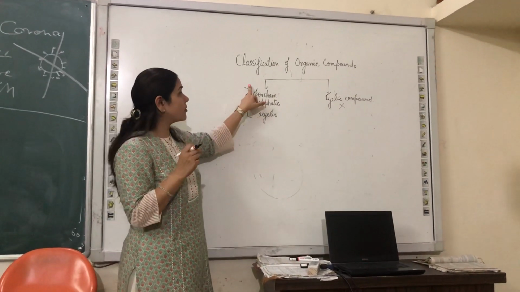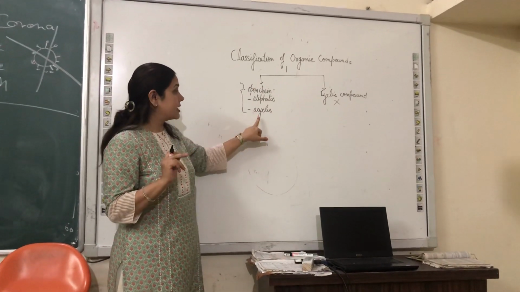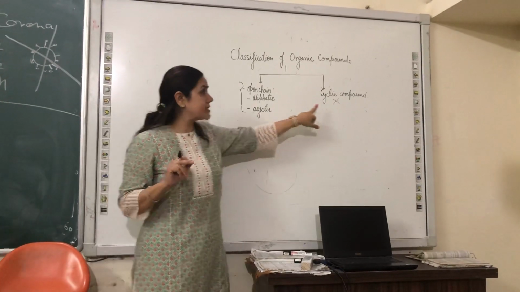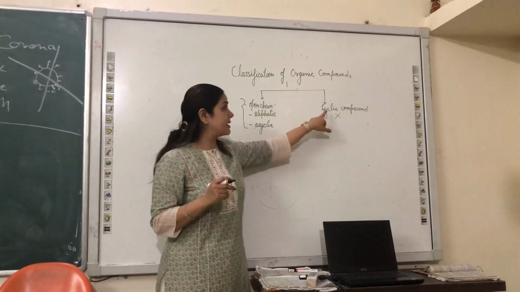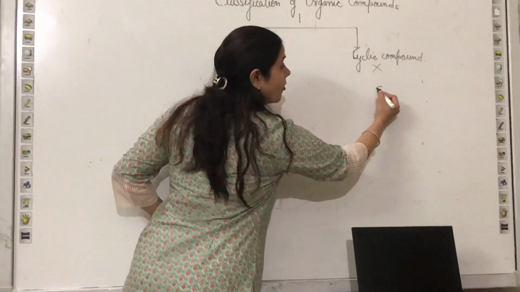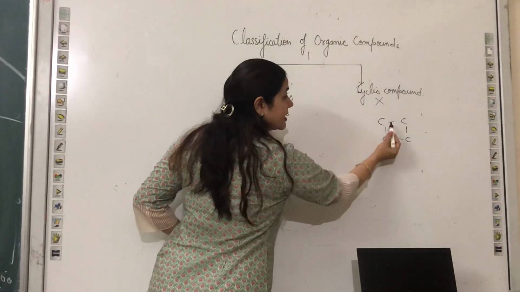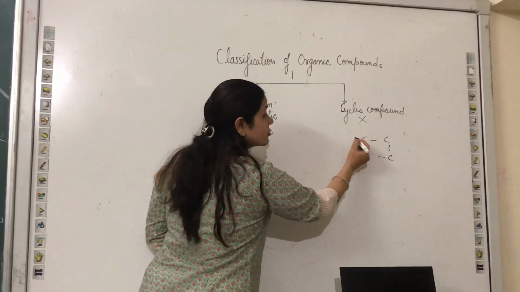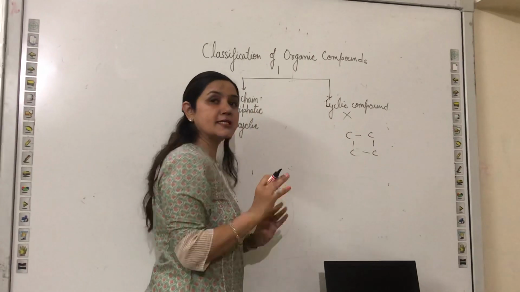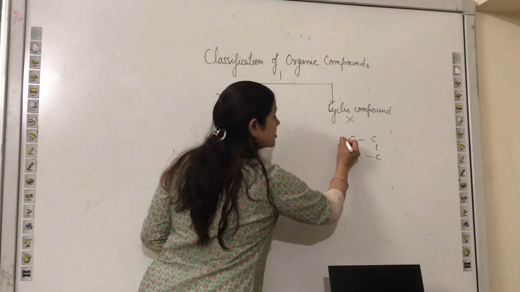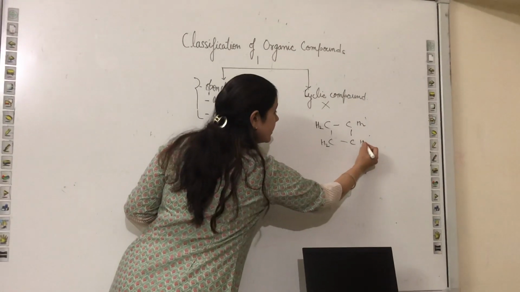Classification of organic compounds. We broadly classify organic compounds in two parts. First, the acyclic compound, and second, the cyclic compound. As the name indicates, cycle means carbon can form a cycle-like structure. You can see here two valencies of carbon, and we know that carbon is tetravalent. So the rest of the two valencies are satisfied by hydrogen, like H2, H2 and H2.